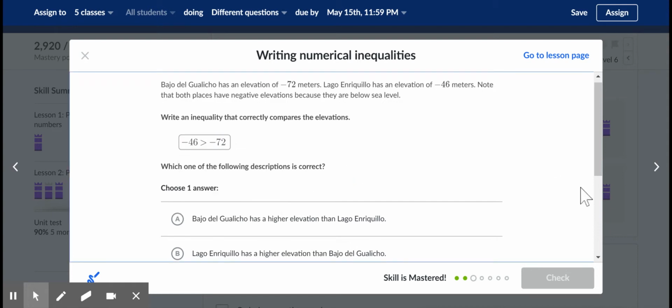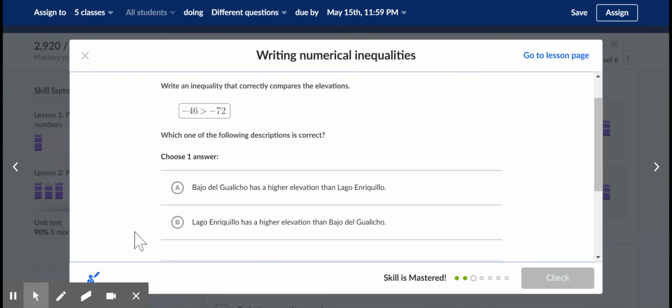Now it's asking which one has a higher elevation. The one with the highest elevation in this case would be the one with the lowest negative number, and that's the one that starts with Lago. So that means that would be choice B.